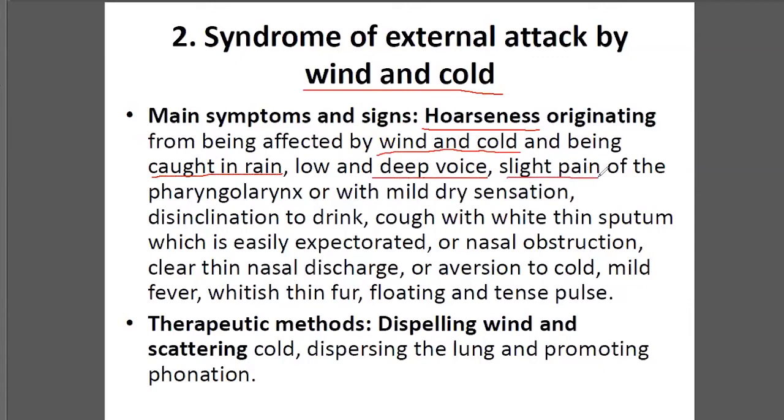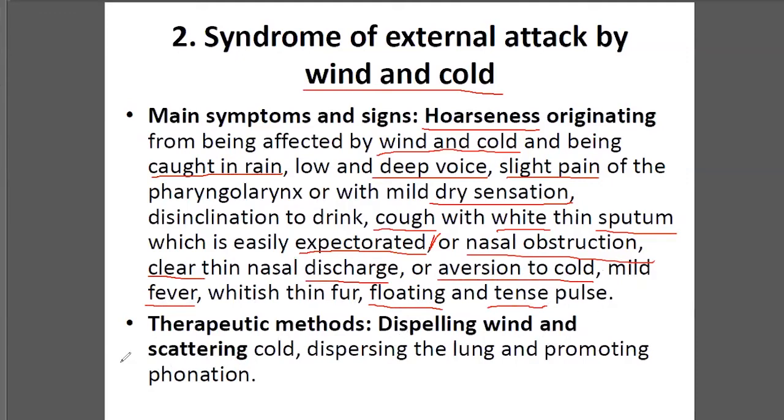Locally there is slight pain, not severe, but possibly an uncomfortable feeling or dryness in there. People feel uncomfortable and just drink some water. And people cough with white, thinner phlegm that is easy to cough out. That's basically the local symptoms. Other symptoms are just like the common cold: nose block and nose discharge, clear, white discharge. The patient has aversion to cold and fever at the same time, which is an exterior pattern. The tongue is usually not changed, and the pulse is floating and tight.